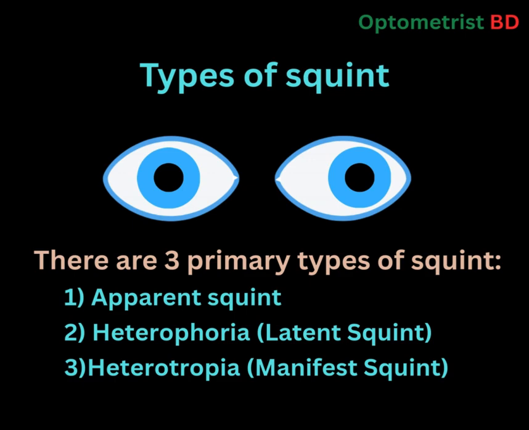Types of squint. There are three primary types of squint. 1. Apparent squint. 2. Heterophoria, or latent squint. 3. Heterotropia, or manifest squint.